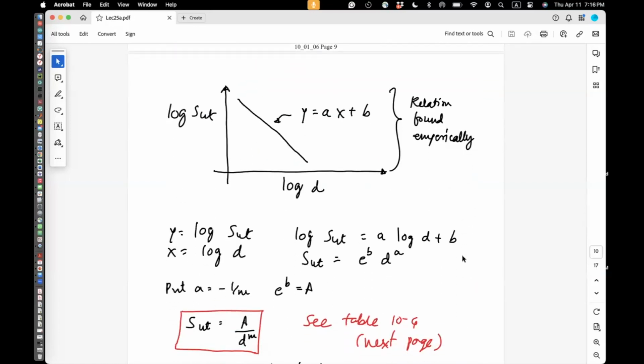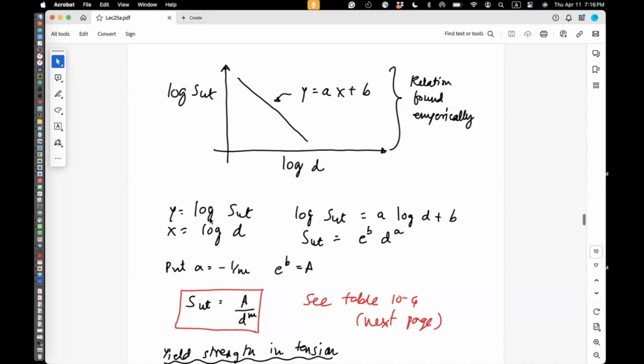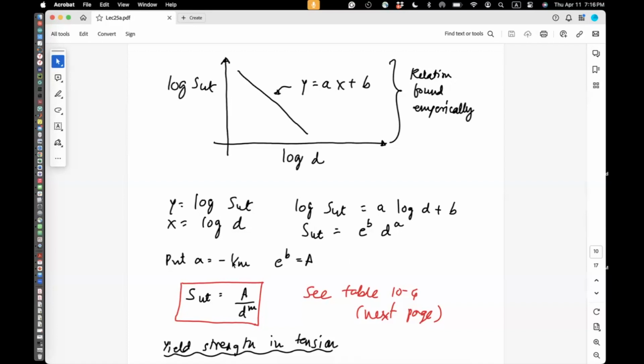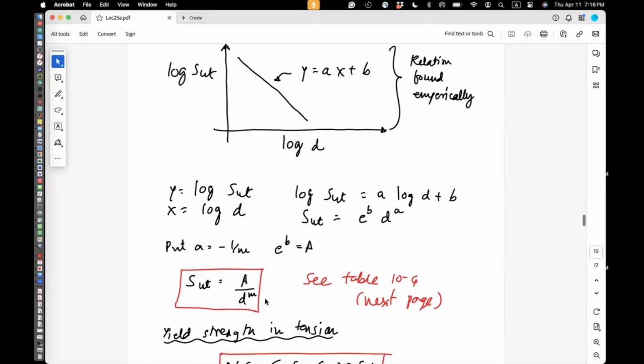Let's come to the strength of springs. If you plot the log of the ultimate strength versus the log of the wire diameter, on a log-log plot, you see it's a straight line. So the equation of the straight line is y equals mx plus b. We know that y equals log of Sut and x equals log of d. I just put these values and remove the logarithm sign. And you can see that if you put m equals minus 1 divided by m and e raised to b is equal to A, then Sut is A divided by d raised to m.